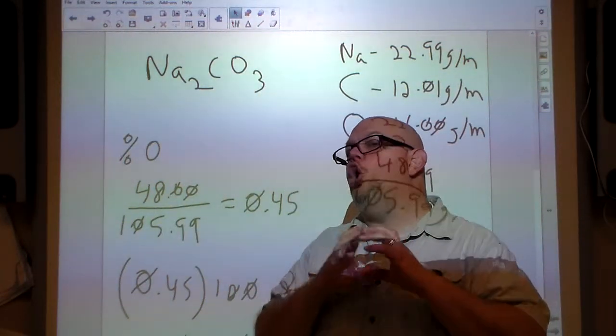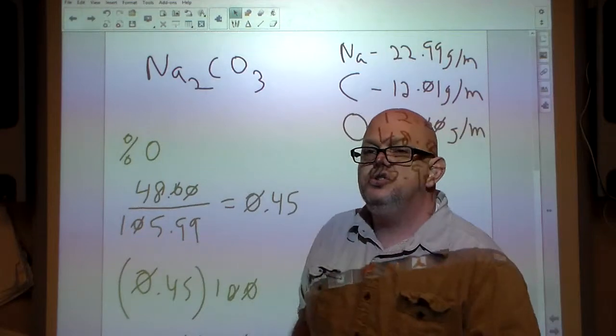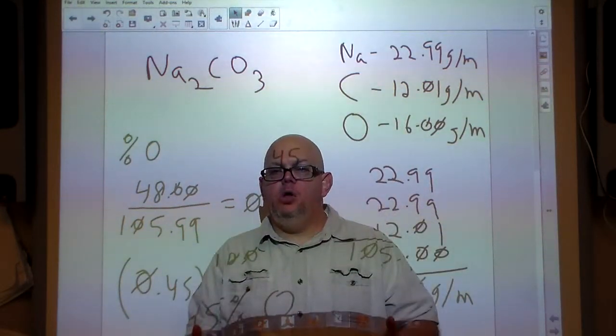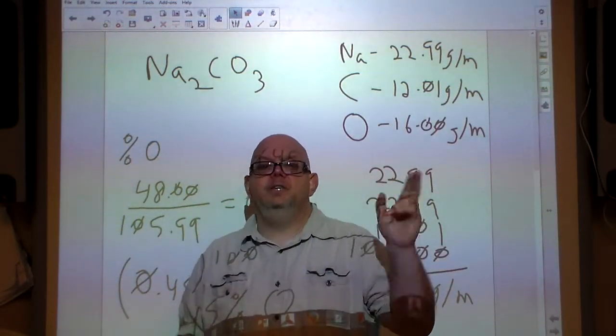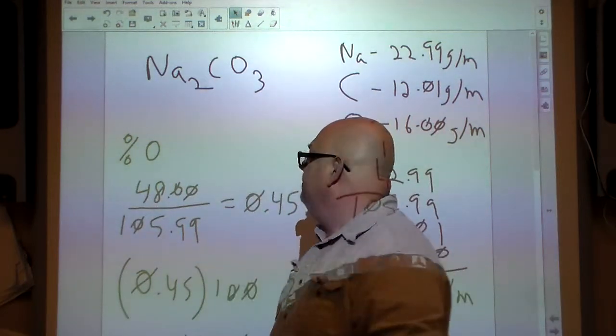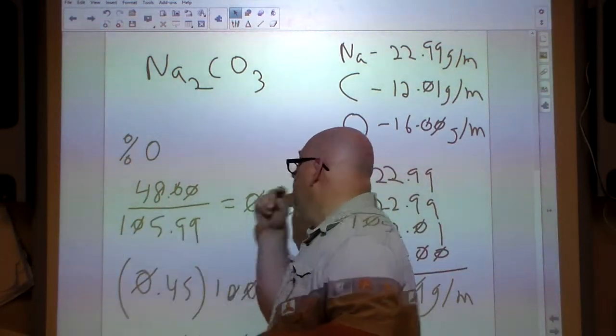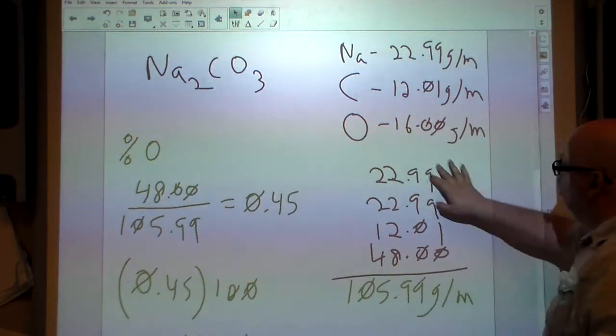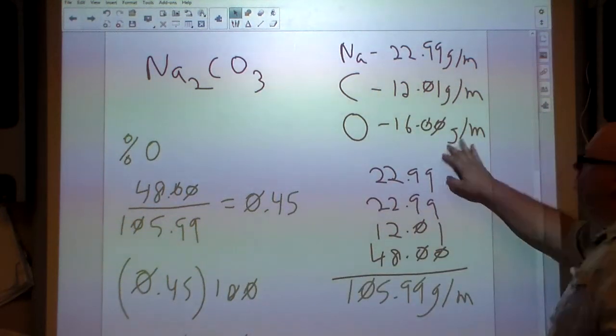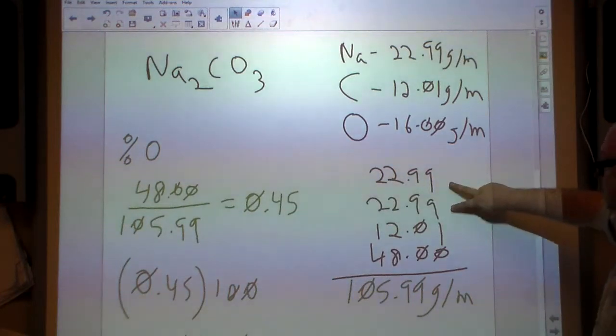Remember, you have to take into account all of them. So there's 3 oxygens, and you have to take into account all of them. So it's going to be 3 times 16, or 48. Okay, so that's our part. Here's our whole, which again we calculated over here. This is our whole. We took our 2 sodiums.